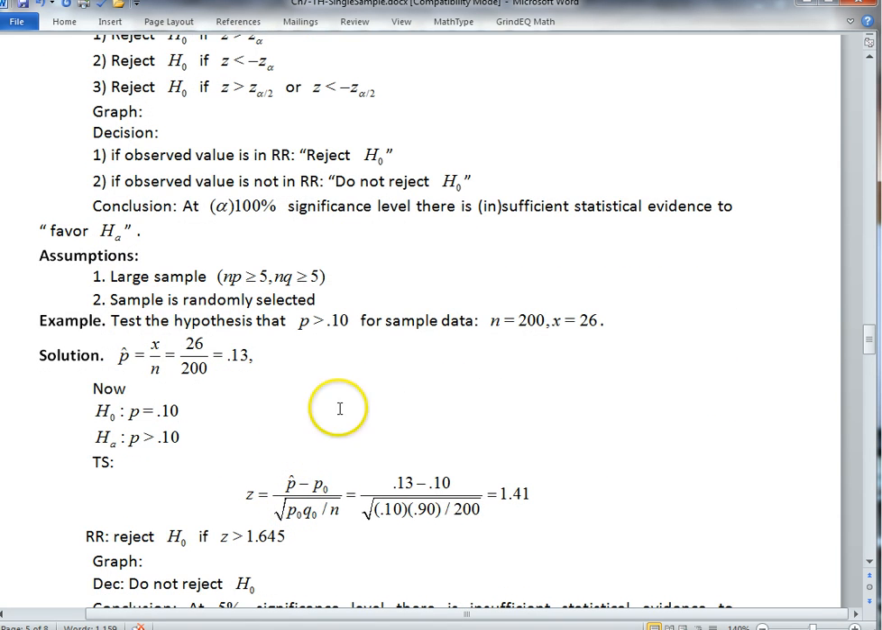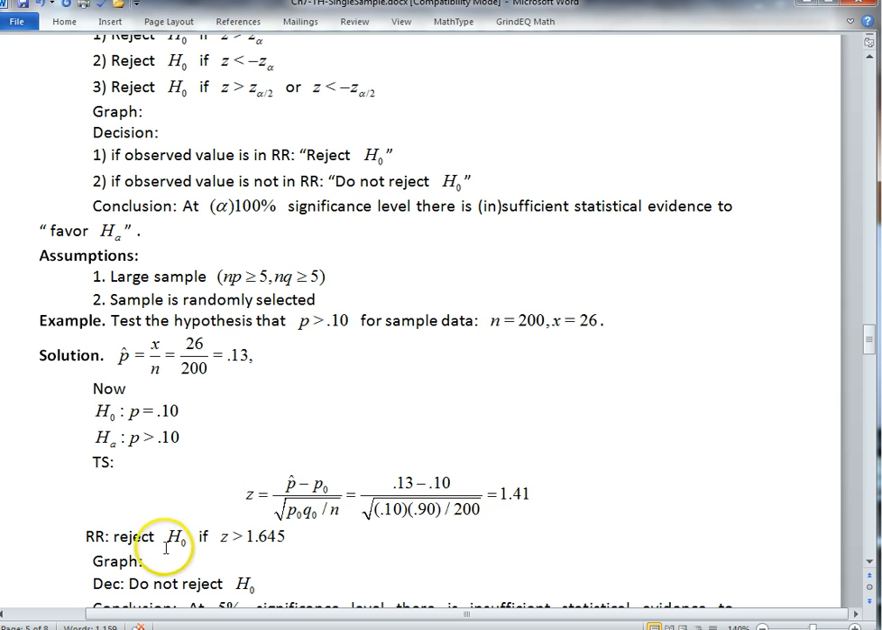So in this case, we need to take into account many factors, alpha and the standard error and so on. So we set up the problem: P equal 0.1 versus P larger than 0.1. This is our test statistic, and I'm going to substitute into it. My p hat is 0.13, p0 is 0.1, and then the square root of p0 q0 over n, so it's going to be 0.1 times 0.9 divided by 200. Doing all these calculations gave me 1.41.